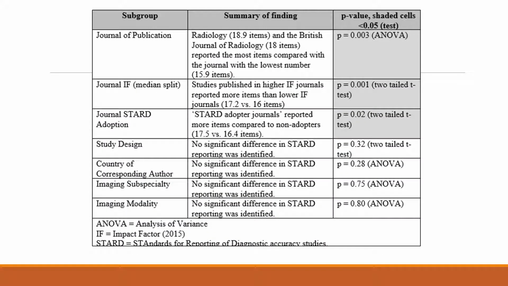Our subgroup analyses reveal that journal of publication, journal impact factor with median split, and journal STARD adoption status show significance. Radiology and the British Journal of Radiology report the most items compared to the journal with the lowest number. Studies published in higher impact factor journals reported more items than lower impact factor journals. And STARD adopter journals reported more items compared to the non-adopters.